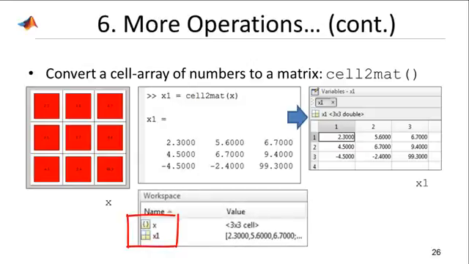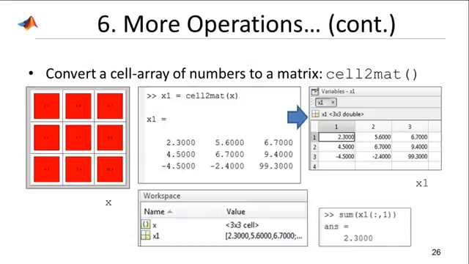In the workspace, you'll notice 2 very different logos. X is a cell array, and X1 is a numerical array this time. So again, sum of x1, all rows column 1, will absolutely work.